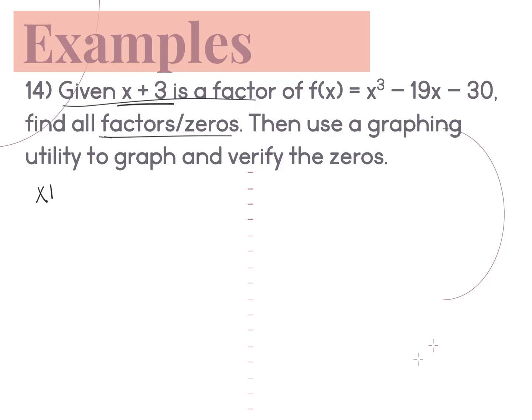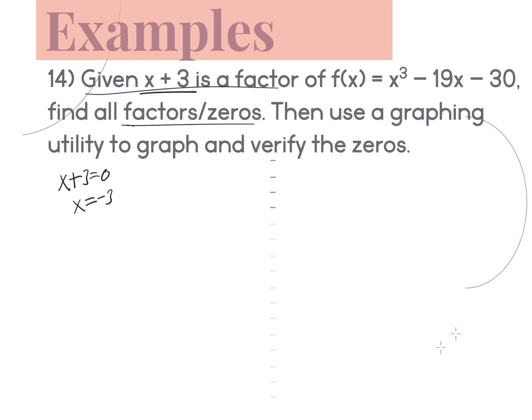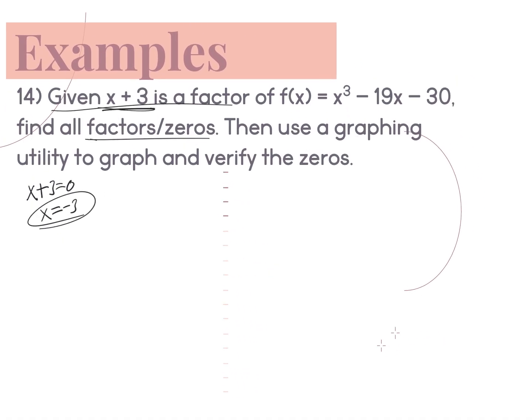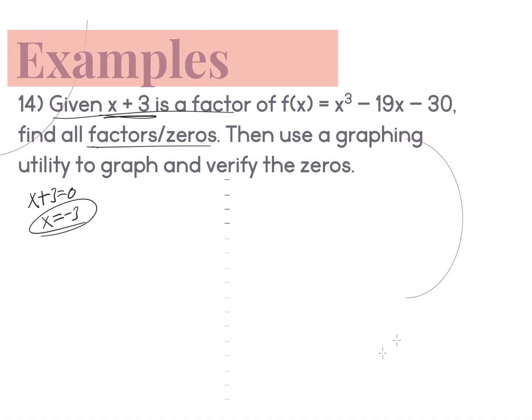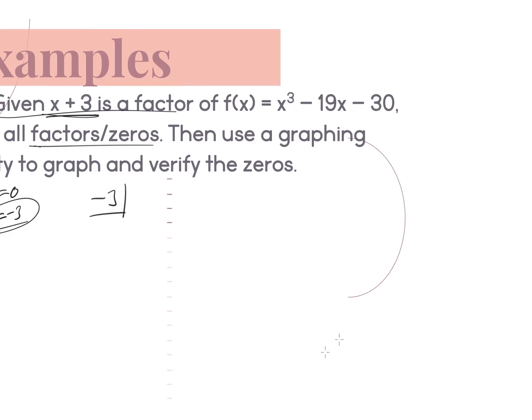So again, x plus 3 equals 0. We get x equals -3. So then what we know for sure is that if this is a factor, one of my answers is x equals -3. That means the same thing as if I have a factor of x plus 3. So I'm going to use that number, -3, and I'm going to use synthetic division.